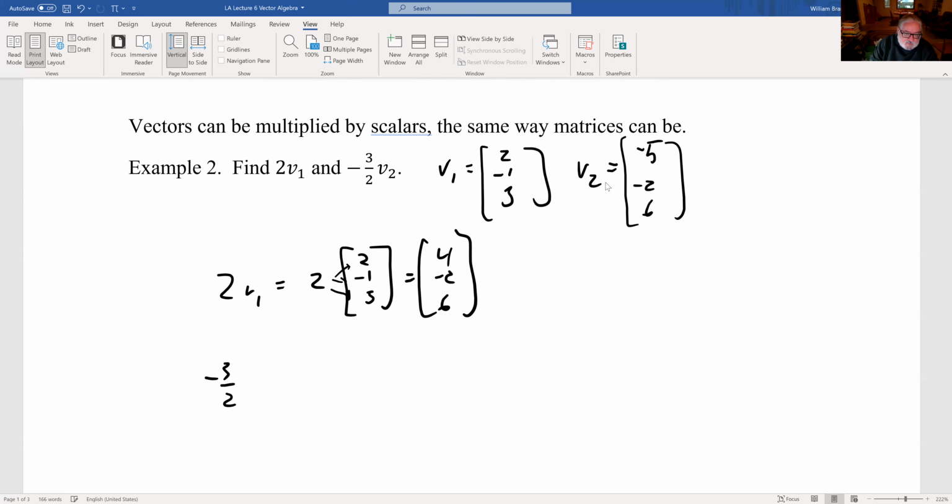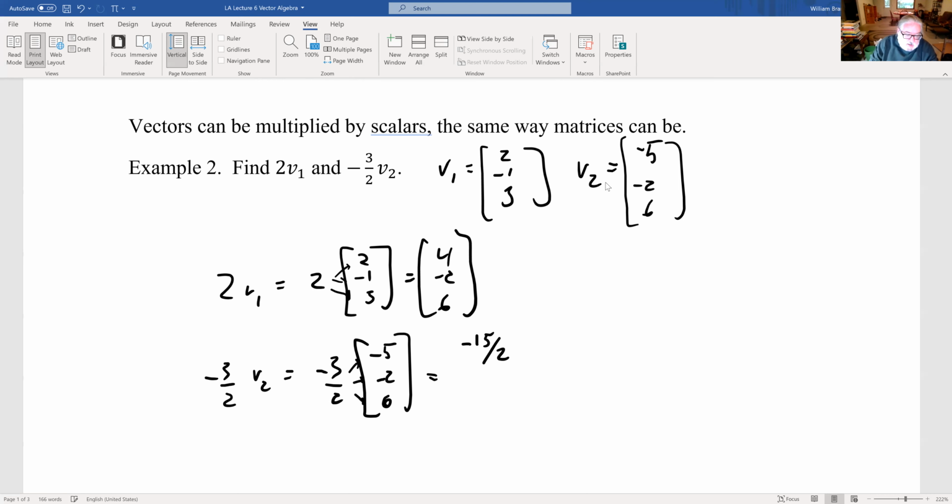Minus 3 halves v2 is minus 3 halves times minus 5, minus 2, 6. And again, you multiply that to each one of the three entries, you get minus 15 halves at the top. Minus 2 times minus 3 halves, the minus cancels out, the 2's cancel out, so you're left with 3. Minus 3 halves times 2, you get 6 over 2 is 3 times a minus 3 gives you minus 9.